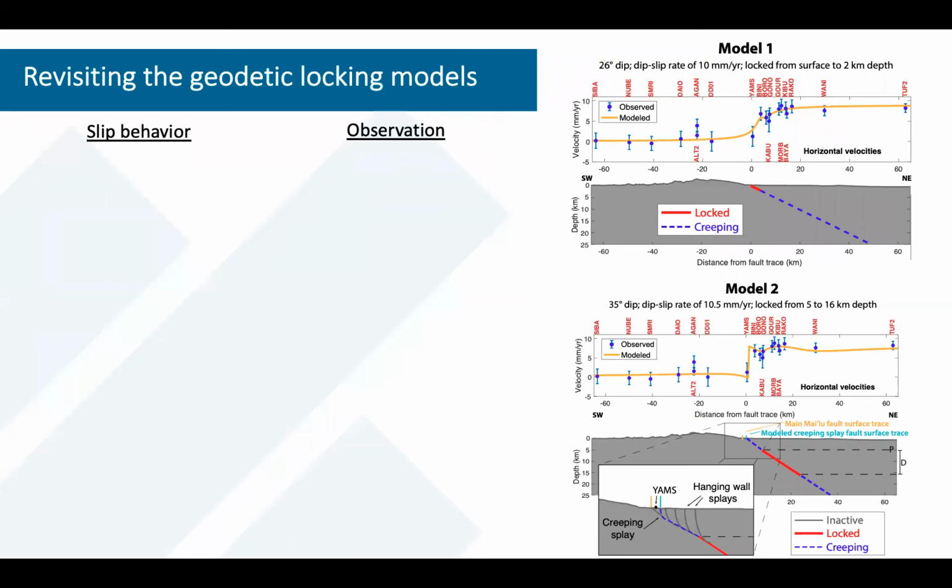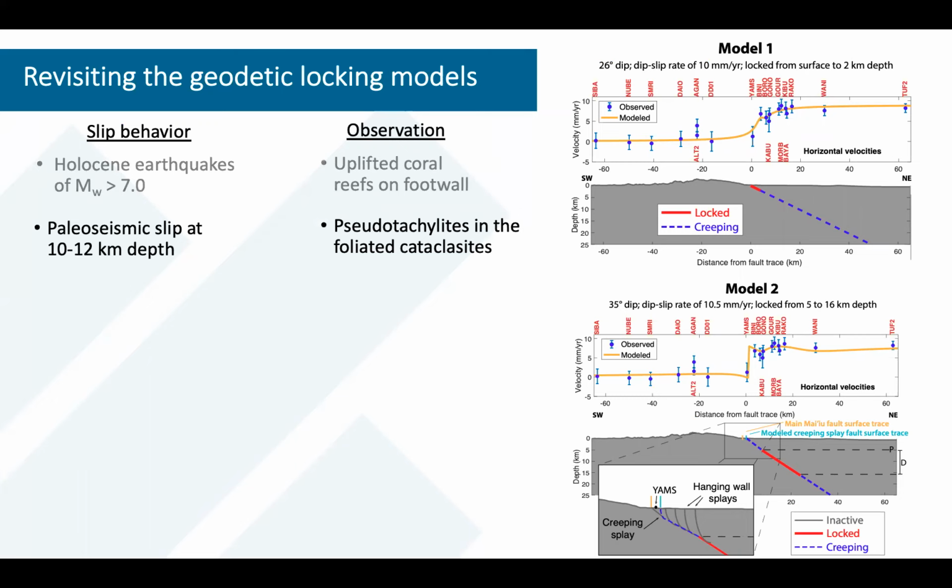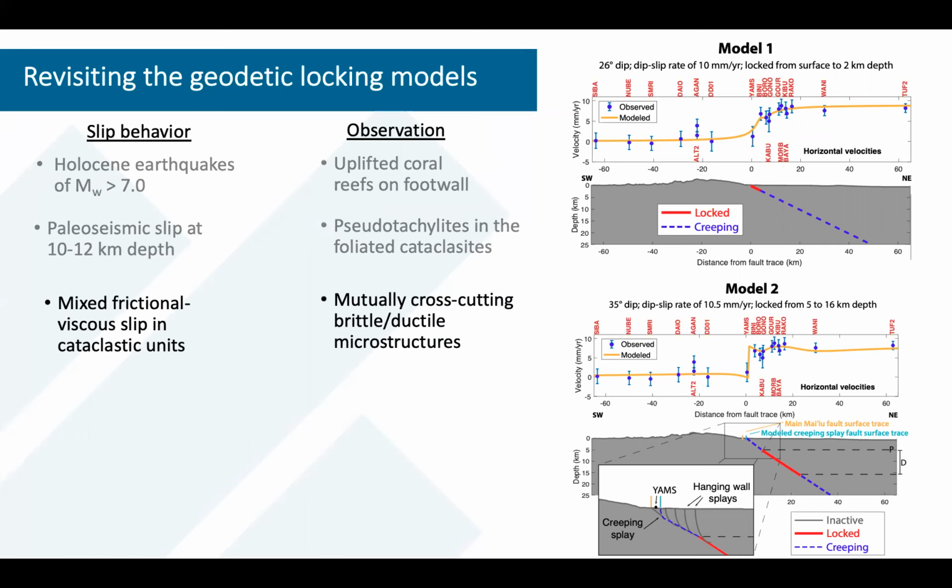Okay, so as I mentioned, this is all to give us a bit more evidence to help test our geodetic locking models. I'm just going to run through the observations again. We're inferring Holocene earthquakes with magnitude 7 or greater based on the uplifted corals. Paleoseismic slip at 10 to 12 kilometers depth based on the cataclasites. I didn't mention this, but we have evidence for mixed frictional viscous slip in the cataclasites due to mutually cross-cutting brittle and ductile microstructures. And then, as I mentioned, that planar microseismicity down dip of our fault implies that we have mostly creep below 15 kilometers depth.